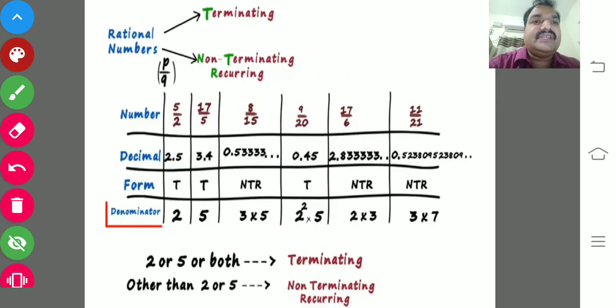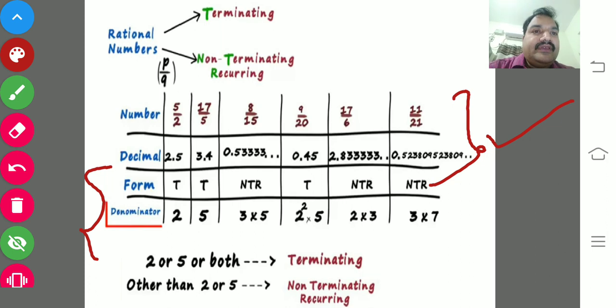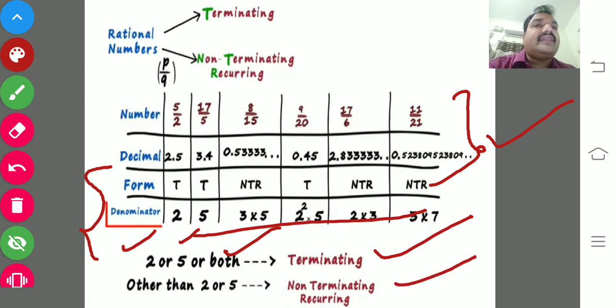You just observe here. This is using the long division method. It has taken so much time, but the form has filled with the procedure. If the denominator has 2 or 5 or 2 and 5 as the product of primes in the denominator, it should be terminating. Other than 2 or 5, it's non-terminating recurring. That only we have discussed.